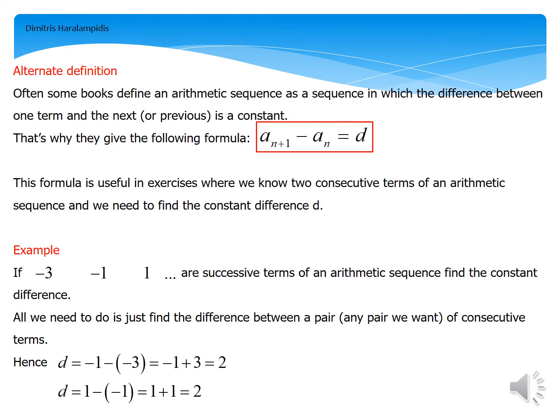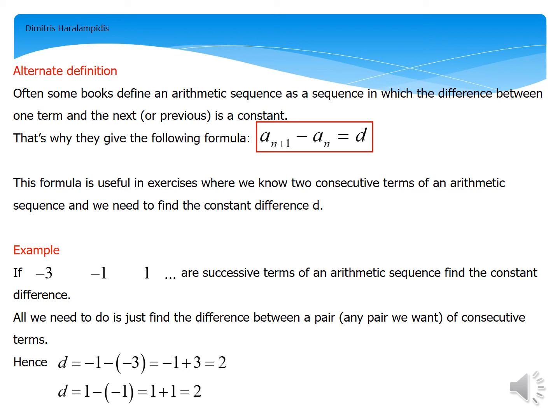Often, some books define an arithmetic sequence as a sequence in which the difference between one term and the next, or previous, is a constant. That's why they give the following formula: a sub n plus 1 minus a sub n equals d. This formula is useful in exercises where we know two consecutive terms of an arithmetic sequence and we need to find the constant difference d.